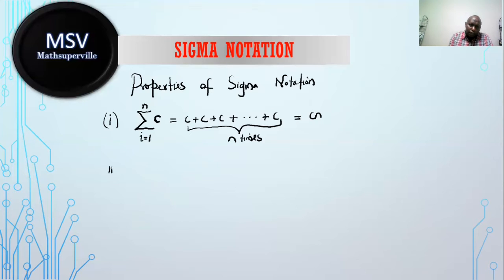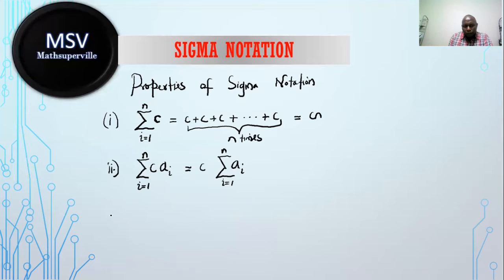The second property of sigma notation is what you call the constant multiple rule. The sum of c times a sub i, with the index running from 1 to n. So this involves, of course, factoring out the constant and then expressing a summation. So this is called the constant multiple rule of summation.